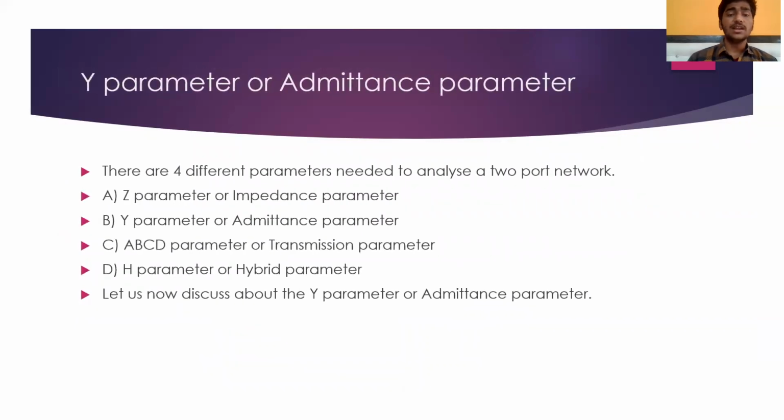There are four different parameters needed to analyze a two-port network: Z parameter or impedance parameter, Y parameter or admittance parameter, ABCD parameter or transmission parameter, and H parameter or hybrid parameter. Let us now discuss the Y parameter or admittance parameter.